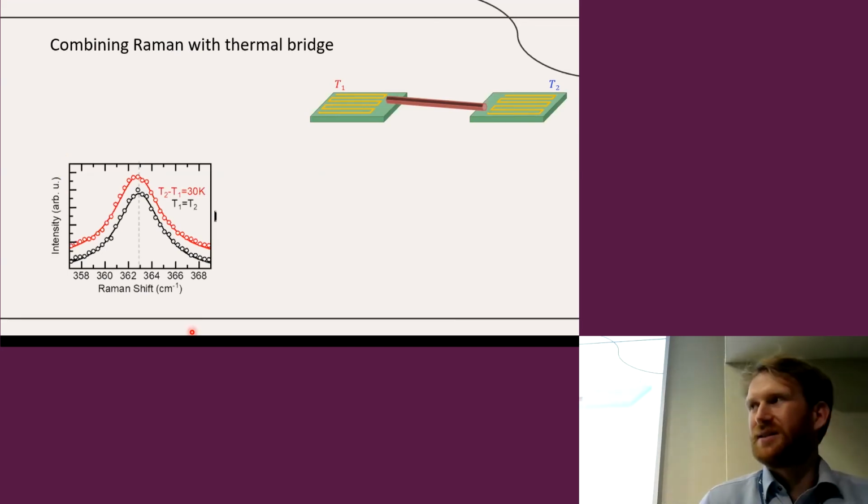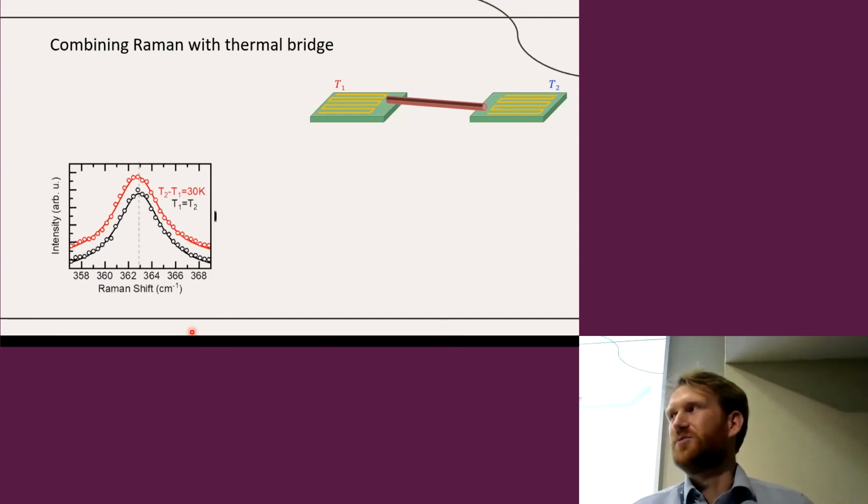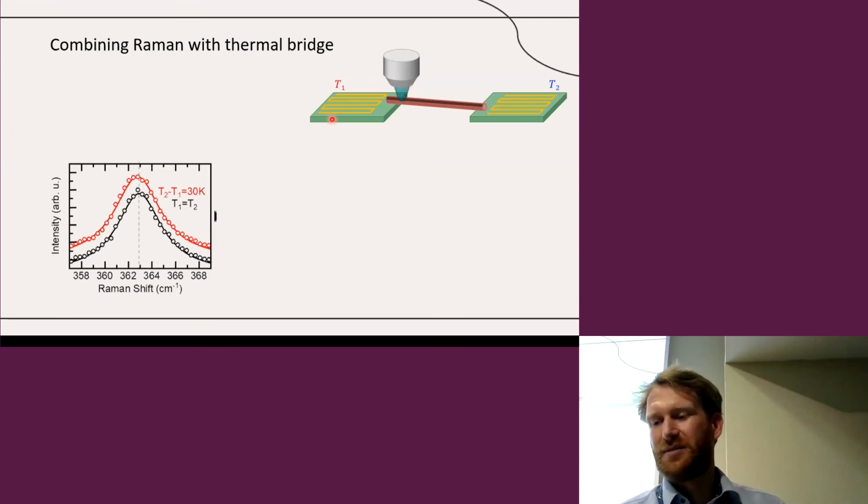One thing that we did as well was to combine the thermal bridge method for creating the heat flow with the Raman thermometry for locally measuring the temperature. So the idea is exactly the same. Now we just put one platform at an elevated temperature and the other platform at a lower temperature.